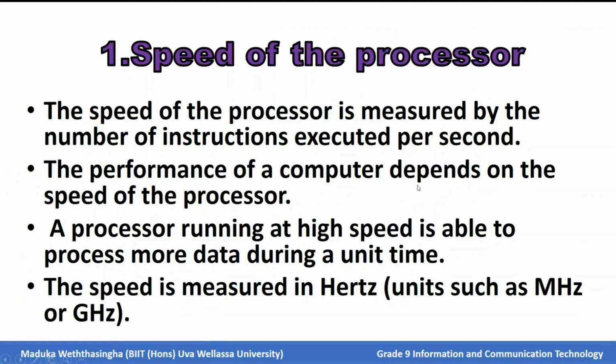Speed of the processor means the number of instructions executed per second. The speed of the processor is measured by the number of instructions executed per second. The performance of the computer depends on the speed of the processor. It means when this processor works speedily, we have good performance. A processor running at high speed is able to process more data during a unit time. The speed is measured in hertz.